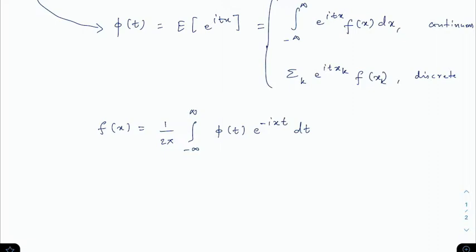From the definition of the characteristic function, it is quite straightforward to see that phi of 0 equals 1, because phi of 0 is just the expectation value of exponential of 0, which is expectation value of 1, and expectation value of any constant is just that same constant. Also, the modulus of this characteristic function should be less than or equal to 1.